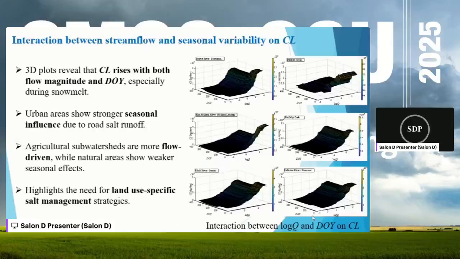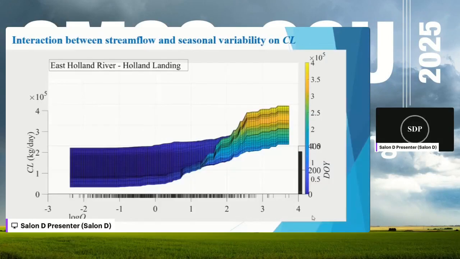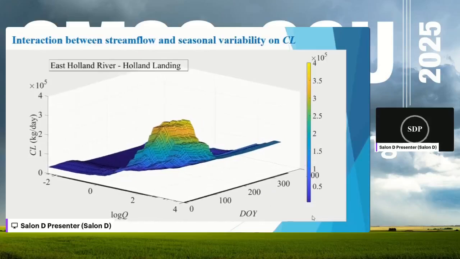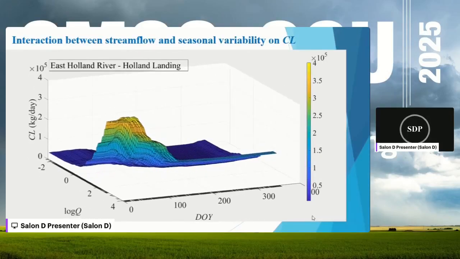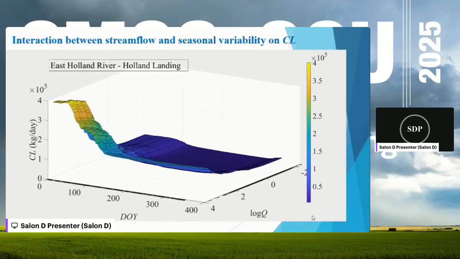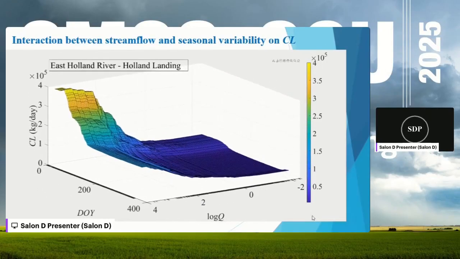The 3D surface plot shows the interaction between stream flow and seasonal variability. Generally, chloride load increases with stream flow in late winter and early spring, when the chloride is flushed into the water bodies. For example, in an urbanized area at the East Holland station, there is a strong seasonality, and the amount of chloride load reached 400 tons per day.